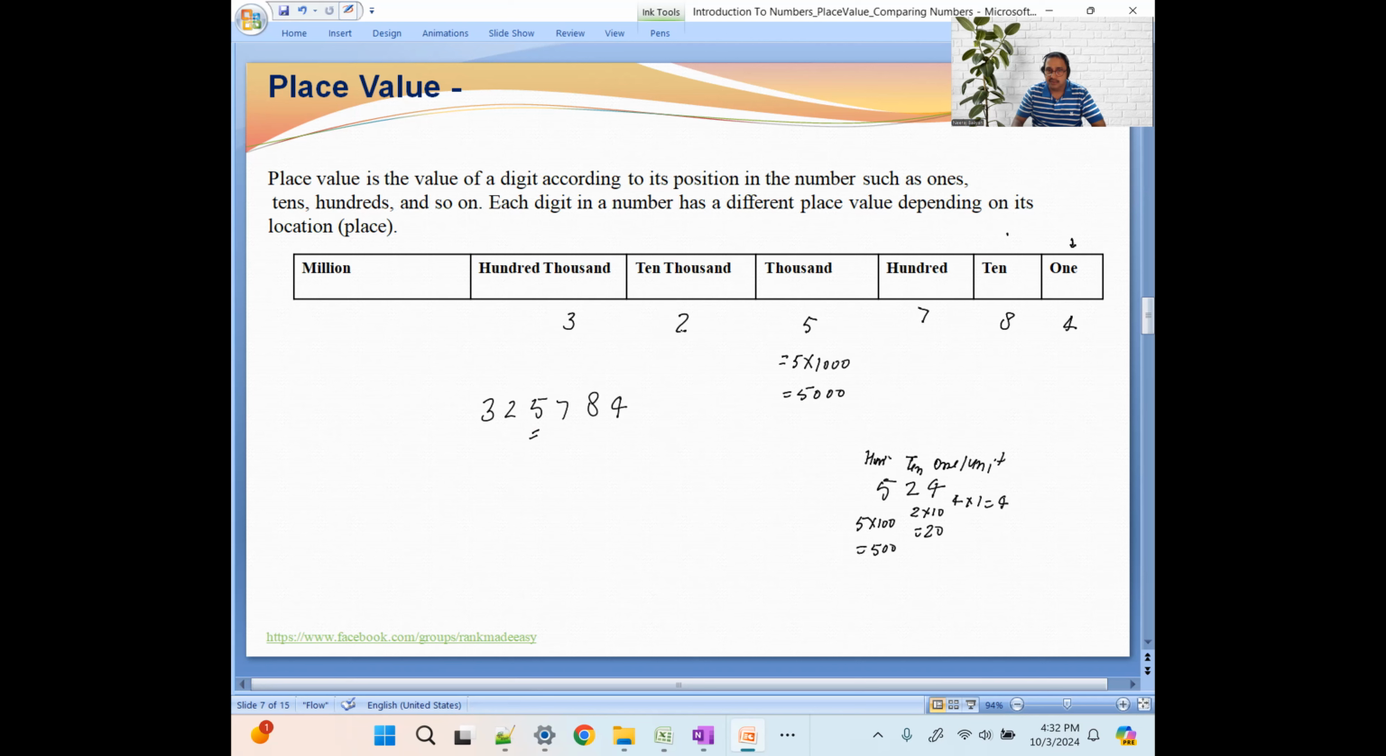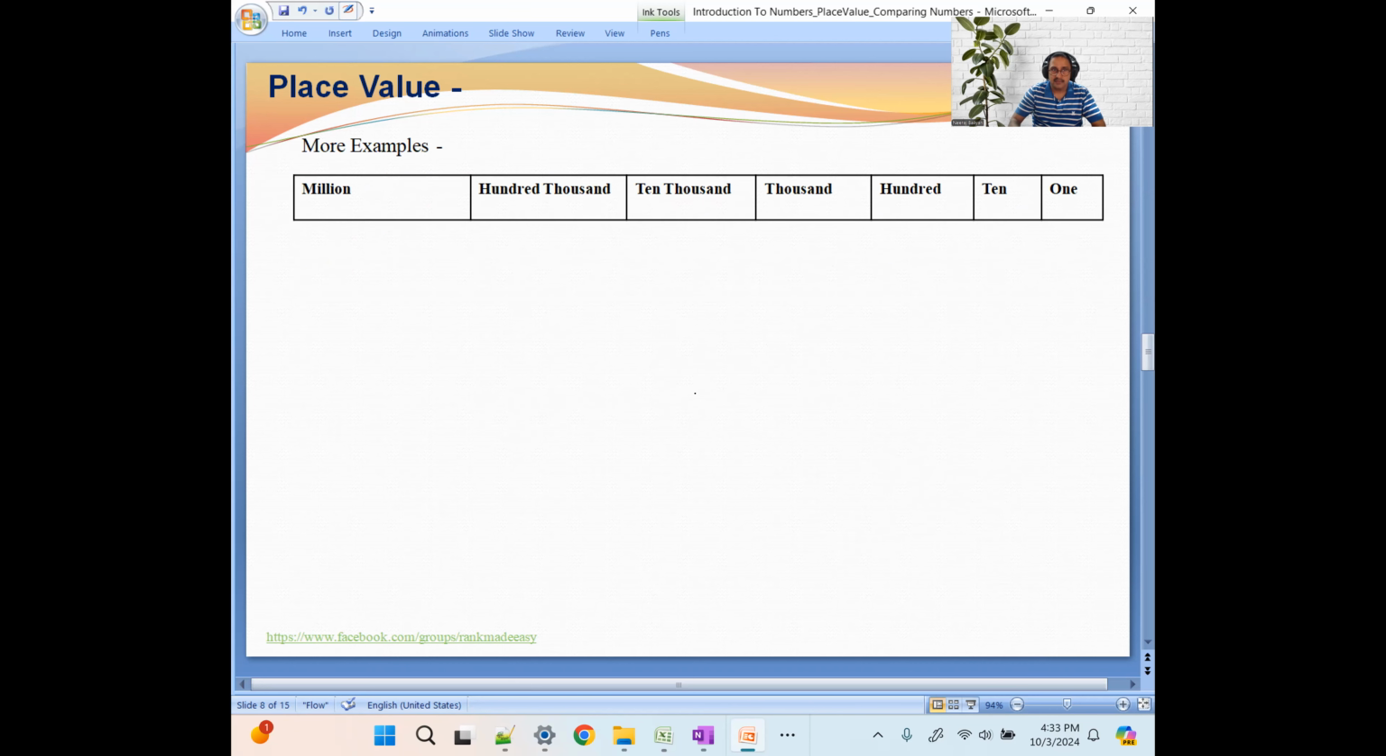Now you see 2 as a digit, 2 is smaller than 5. But in this case, the place value of 2 will be bigger because it's on the left hand side of 5, on the ten thousands place. So the place value of 2 will be 2 times 10,000 is equal to 20,000. Hope this is clear to you. If you want to try a few more examples, we can do that.